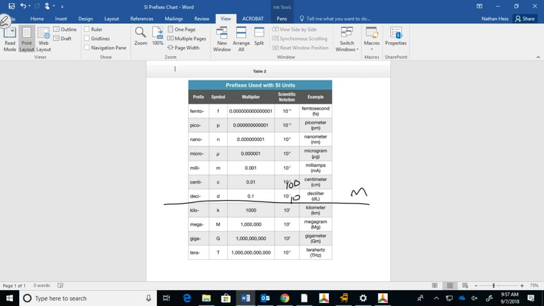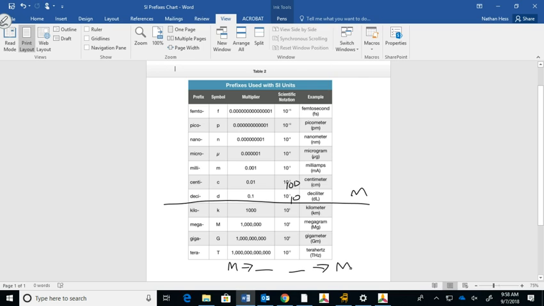So this multiplier is simply if you're going from meters to the other thing. So this one is going from meters to your other unit. The scientific notation is from your unit to meters. Does that make sense?